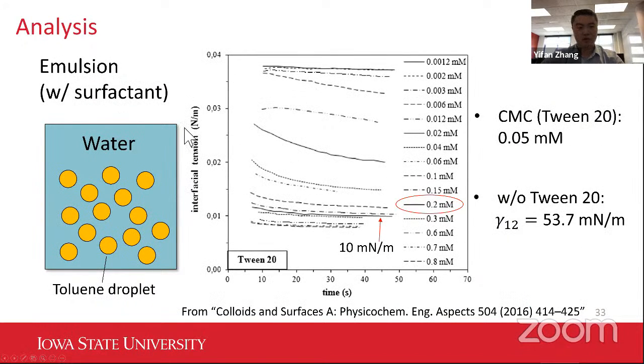With the application of the surfactant, 0.2 millimolar is the concentration I used in my experiments. According to this figure, you can see the surface tension will be reduced to about 10 milliNewton per meter, which is about 1/5 of the original number.